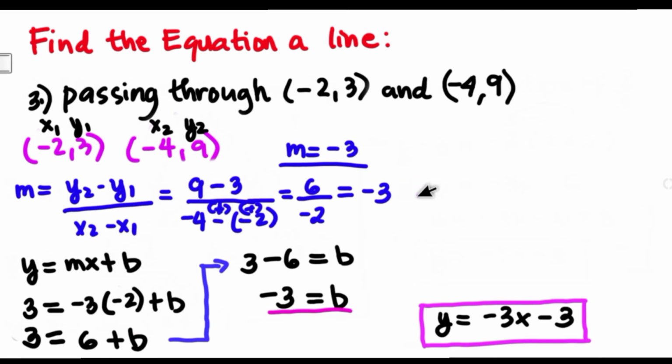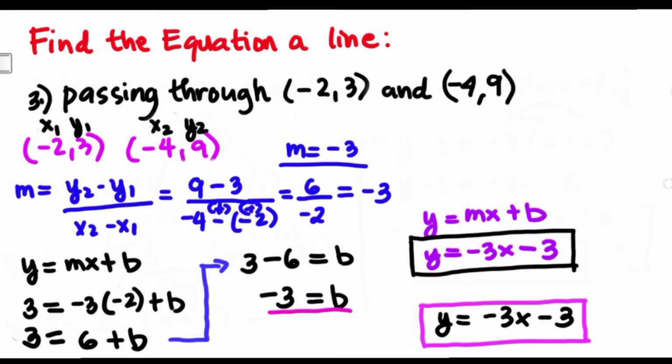So, pwede na ulit tayo mag-substitute dun sa y is equal to mx plus b. Given na po yung slope at saka po yung y-intercept. So, y is equal to m is negative 3, and then x. And then, since yung b is negative 3 na po, yun po yung sulat natin dito. So, the final answer or the equation of the line is y is equal to negative 3x minus 3.